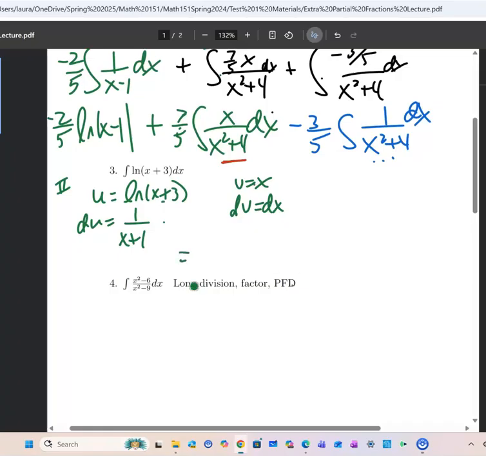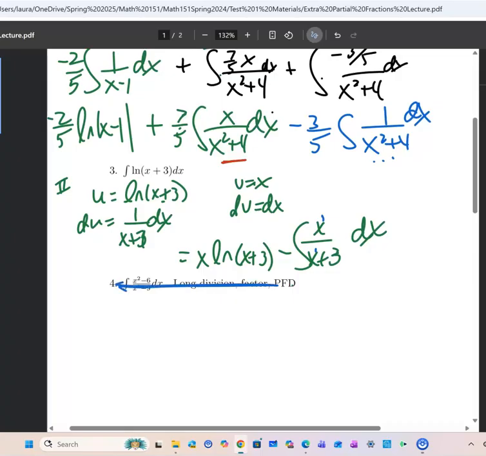uv minus the integral of v. Oh, I'm sorry, I wrote that down wrong. 1 over x plus 3 dx, v du. x. Oh, let me write that a little neater. So x over x plus 3. Well, we could do long division because this degree is the same as this one, or we could use the trick.